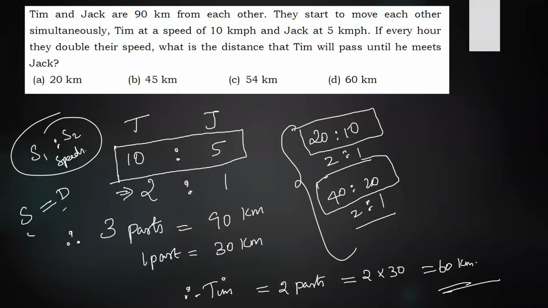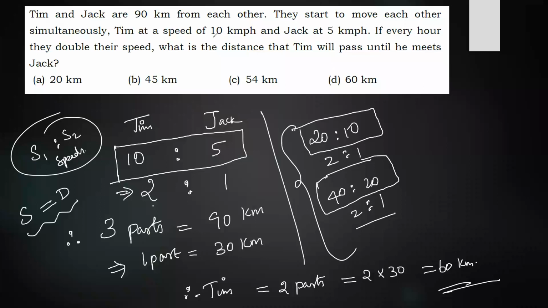Is it clear? The ratio of the speeds remains the same. Whenever both speeds double or triple, whatever it may be, the ratio remains the same. So you can say the 2:1 rule, 3 parts. We know that speed and distance are directly proportional. Do you remember that point? Speed and distance are directly proportional. That's why I'm equating them. So 3 parts equal 90 kilometers, so 1 part will be 30 kilometers, right?